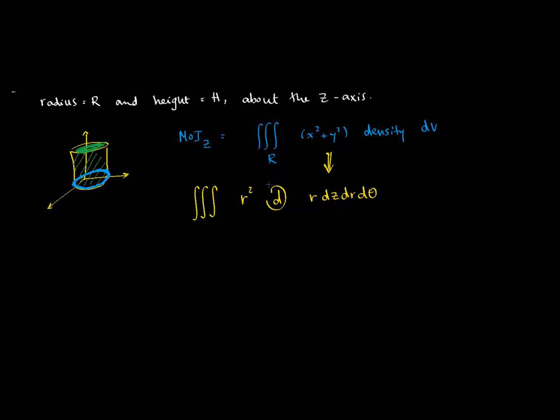Now since density is a constant, we can take it outside of the integral, and now we're integrating density, triple integral over the region R, r squared times r is going to be r cubed, and that's dz dr d theta. Now we need to set up the limits of integration.